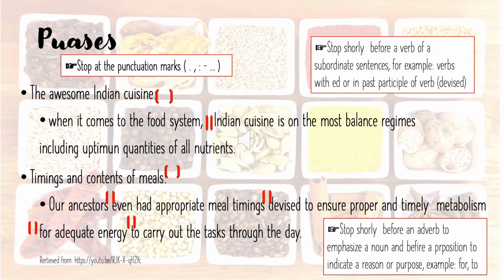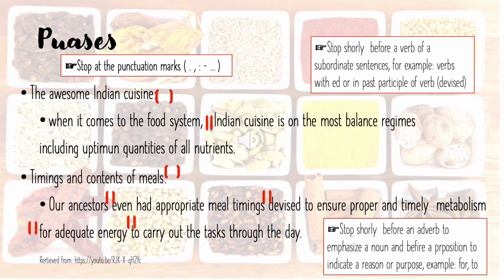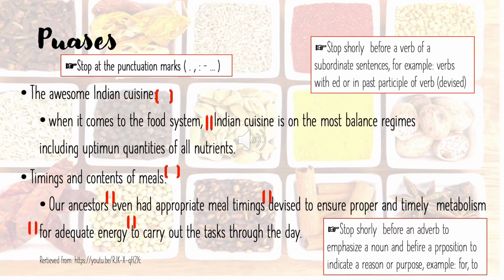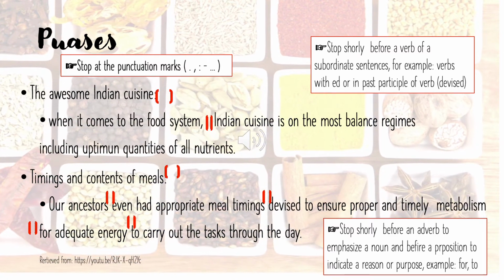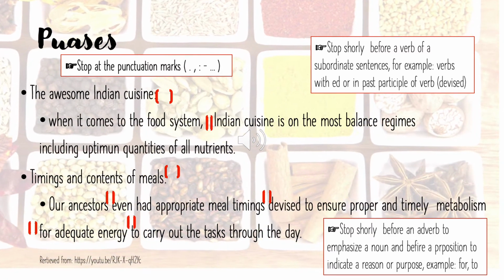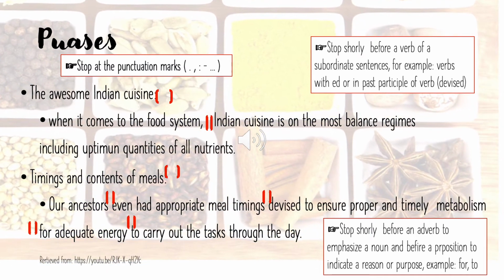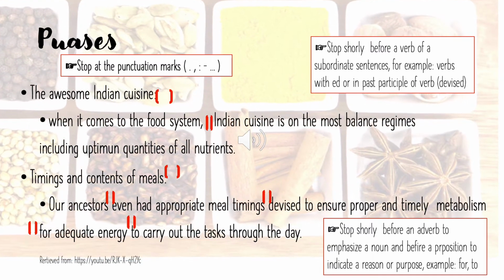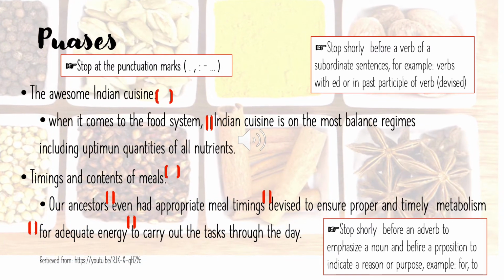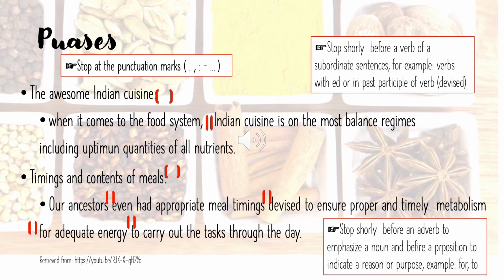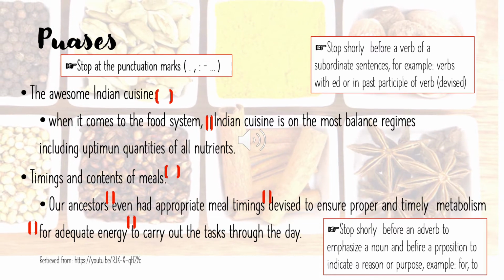So here is some other example. Timings and contents of meals. Our ancestors even had appropriate meal timings. Here I made a short stop, before an adverb, even, between ancestors and even. Why? Because I'm giving this emphasis to our ancestors, alright? Okay, here we go again. Our ancestors even had appropriate meal timings.